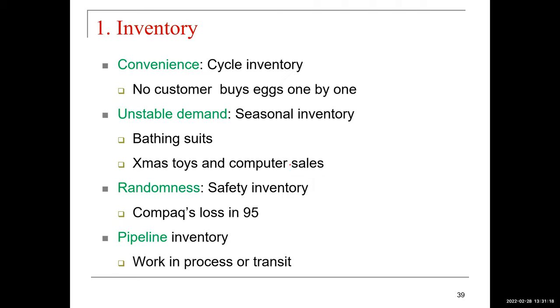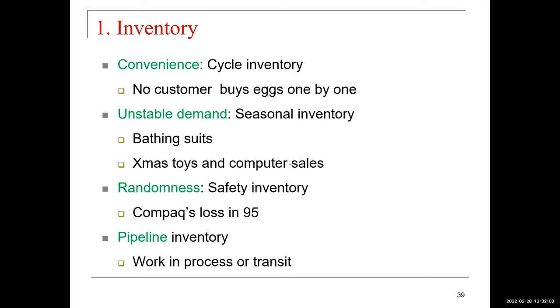The inventory: convenience in terms of cycle inventory. Customers buy items one by one, right? So we sell them in packages of 12 at least. Unstable demand: we have seasonal inventory for bathing suits, Christmas toys, and computer sales. Randomness: safety inventory. For example, if we have a sudden increase in demand, we have this safety inventory to supply that. And pipeline, making sure that we understand the working process, what's waiting to be delivered, what's waiting to be completed. So all these things are connected to our inventory.